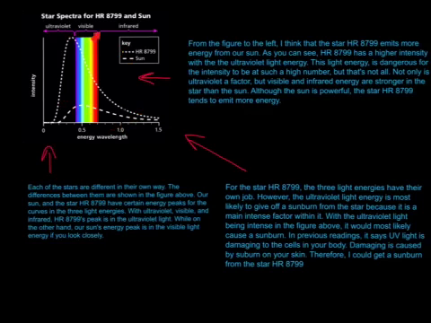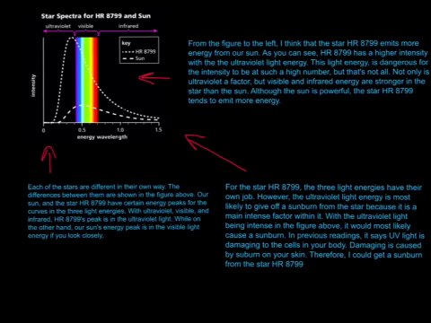In the figure above, the star HR 8799 and our sun show the amount of ultraviolet, visible, and infrared energy within them. From the figure, I think that the star HR 8799 emits more energy than our sun. As you can see, HR 8799 has a higher intensity of ultraviolet light energy. This light energy is dangerous at such a high intensity, but that's not all. Not only is ultraviolet a factor, but visible and infrared energy are stronger in the star than the sun. Although the sun is powerful, the star HR 8799 tends to emit more energy.